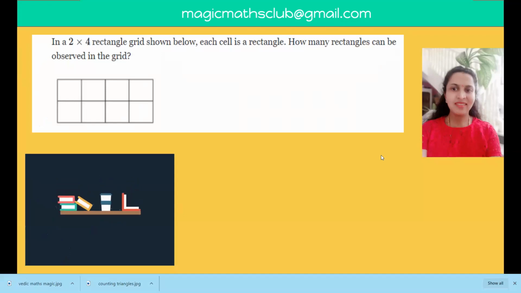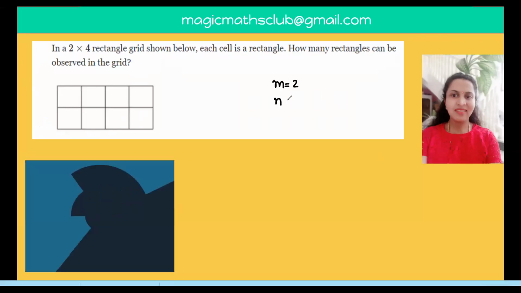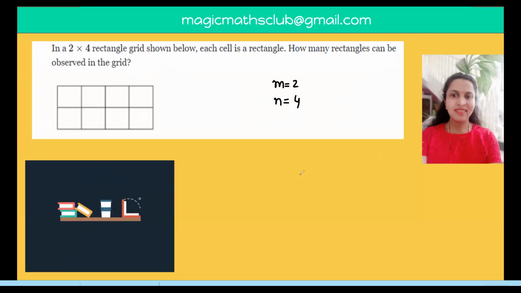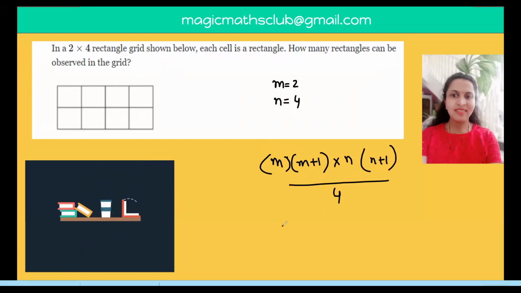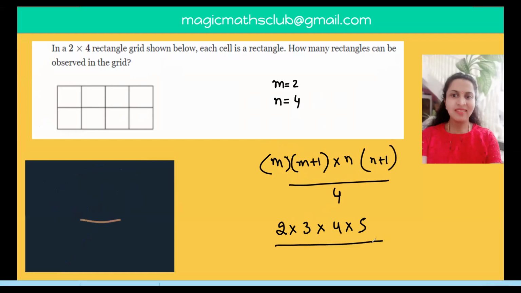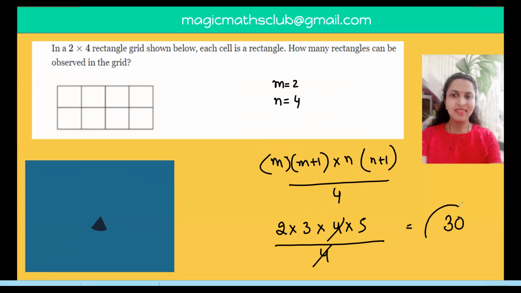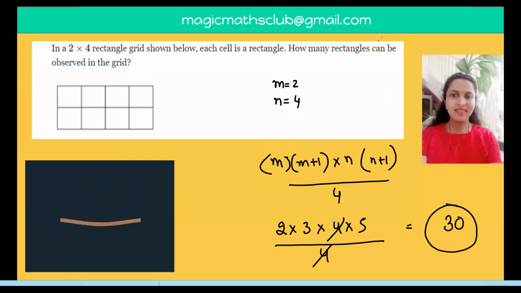Now here, m is how much? m is 2 and n is 4. You can pause the video and try it yourself. So m into m plus 1 times n into n plus 1 divided by 4. So 2 into 3 times 4 into 5 divided by 4. The 4 cancels out, and you got 30. So that would be your answer. Let's go to the next question.